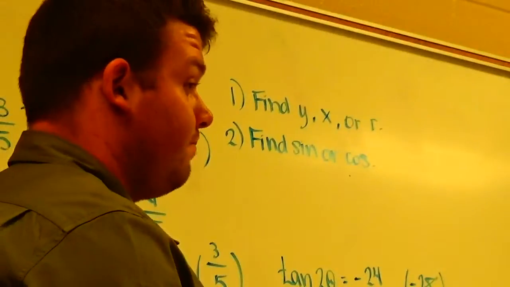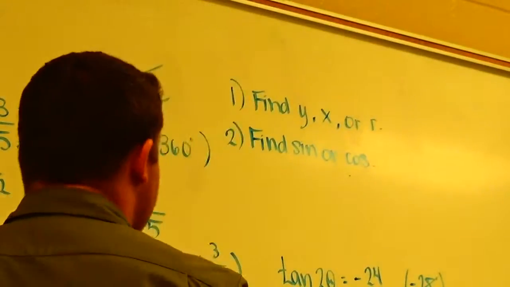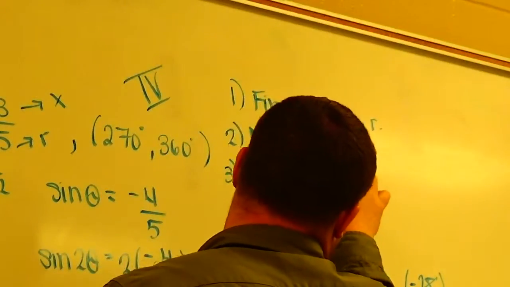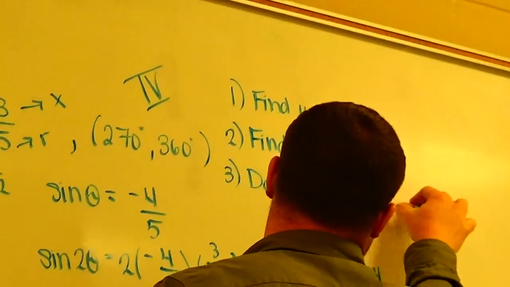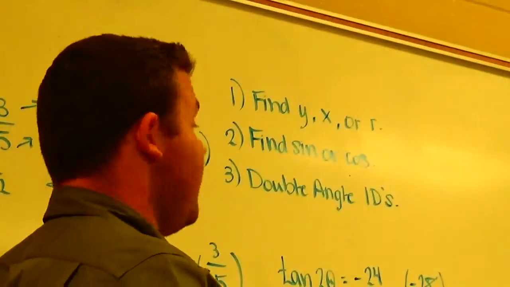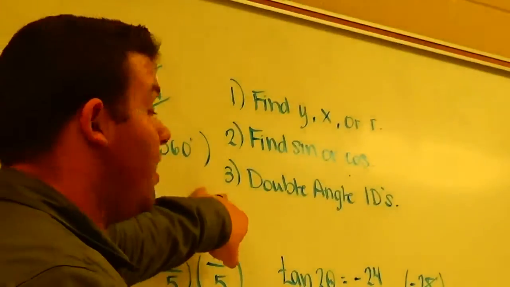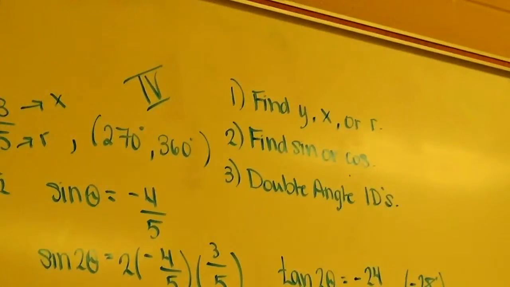What's the third step? Just your double angle identities. That's the 3 steps. What I mean here is find sine of theta and cosine of theta, just as single angle identities, and then the double angle identities. And that's the 3 steps.